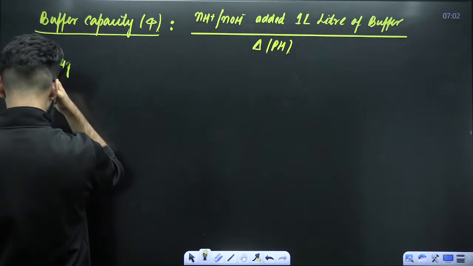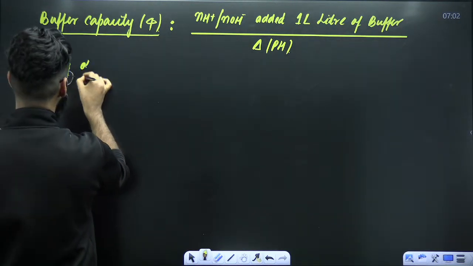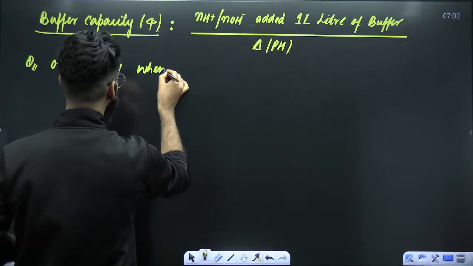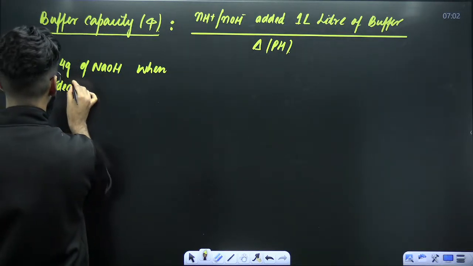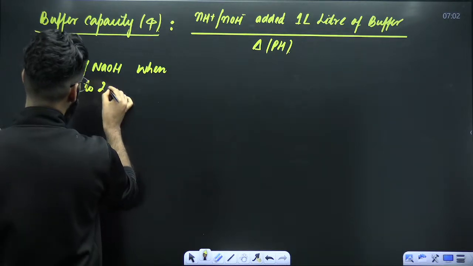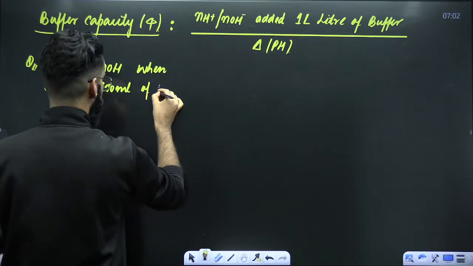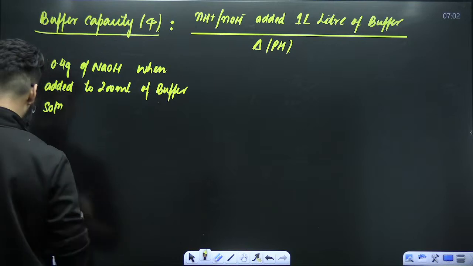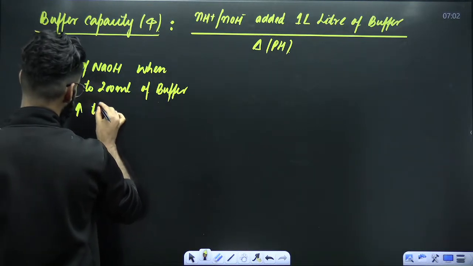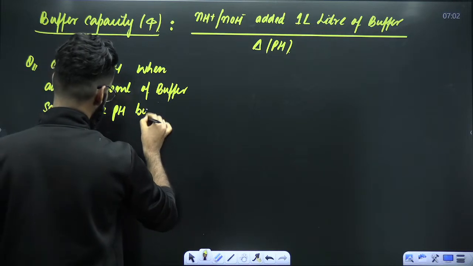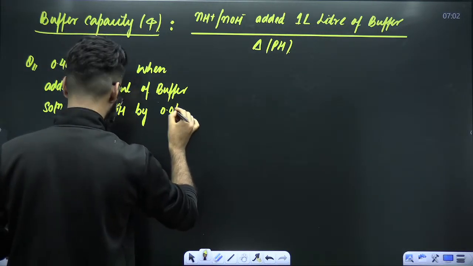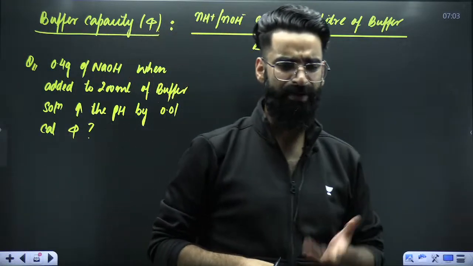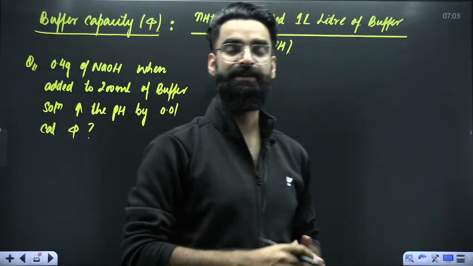0.4 grams of NaOH when added to 200 ml of buffer solution increases the pH by 0.01. Calculate the buffer capacity. Basically, buffer capacity gives us the idea about the efficiency of the buffer.